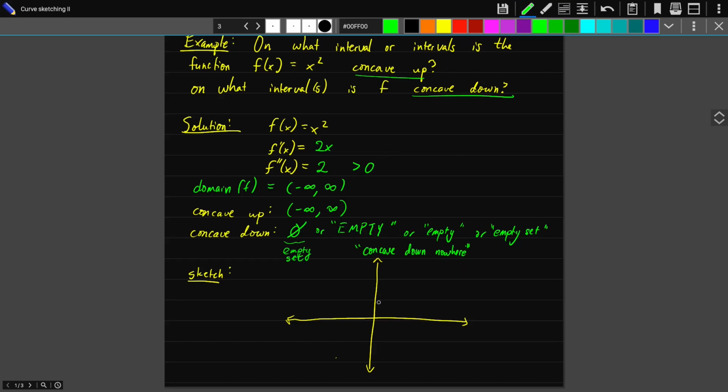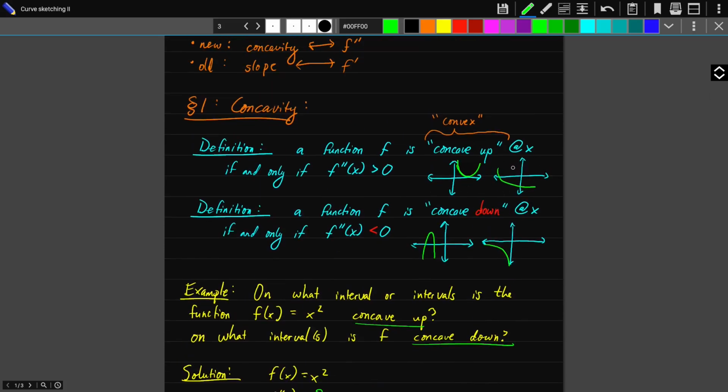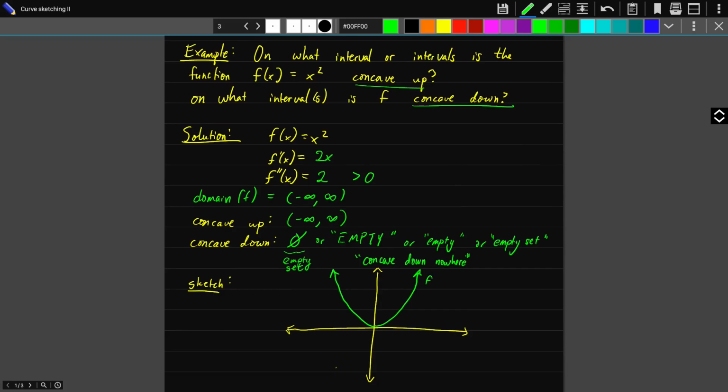The graph of our function looks like this. I think we know what the graph of f of x equals x squared looks like at this point. And I just wanted to point out that this looks exactly like one of these examples of a function that's concave up. These functions are concave up everywhere, and f of x equals x squared here is concave up everywhere. And of course, concavity is mutually exclusive. So if it's concave up everywhere, that means it's concave down nowhere, etc.